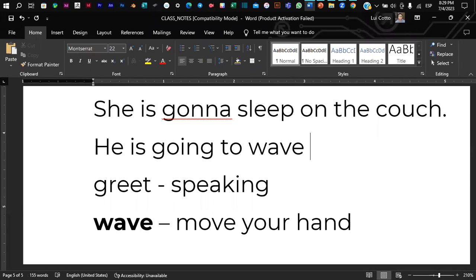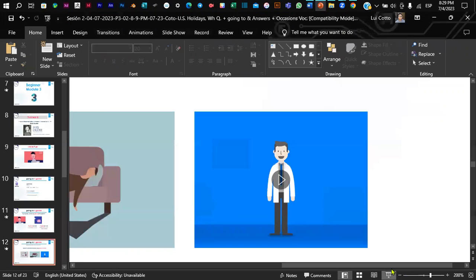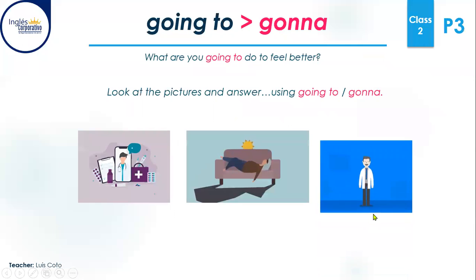Wave. Your hands. His, la mano de él, his hand. His hand. His hand. Correct. Okay, very good. Formal speaking. Nice. Okay, very good. Let's see. What else do we have for this part?